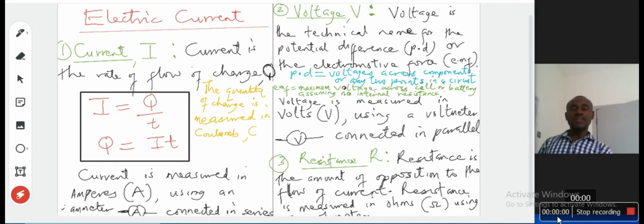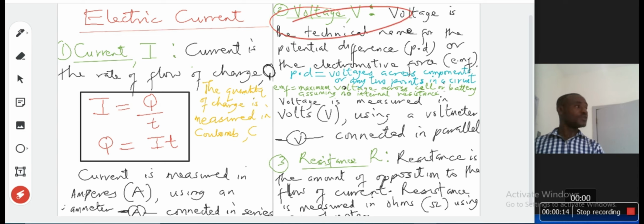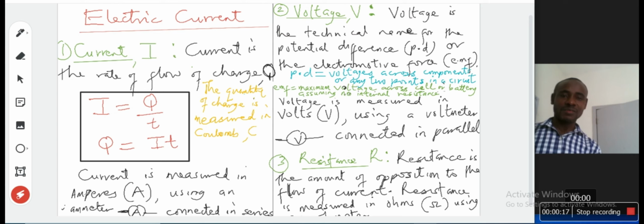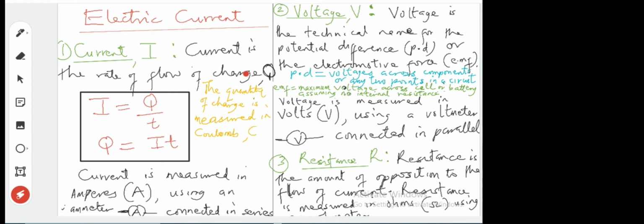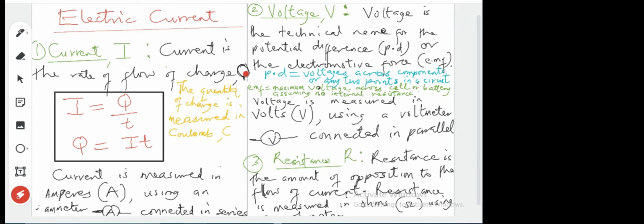All right. There's another way we can look at electromotive force and potential difference. Don't forget that both of them are actually what we refer to as voltage. Yes. Both potential difference and electromotive force can be referred to as voltage. In fact, voltage is basically the technical name for potential difference and electromotive force.